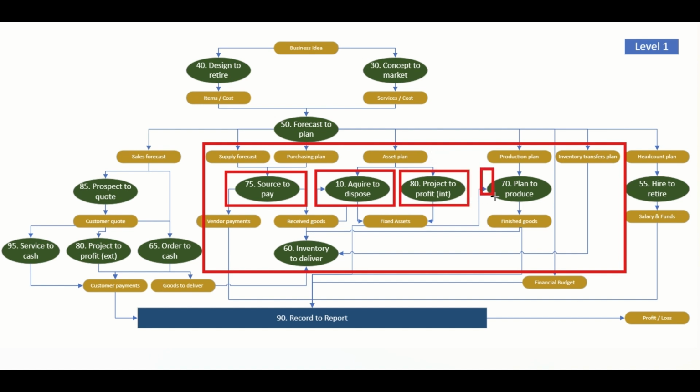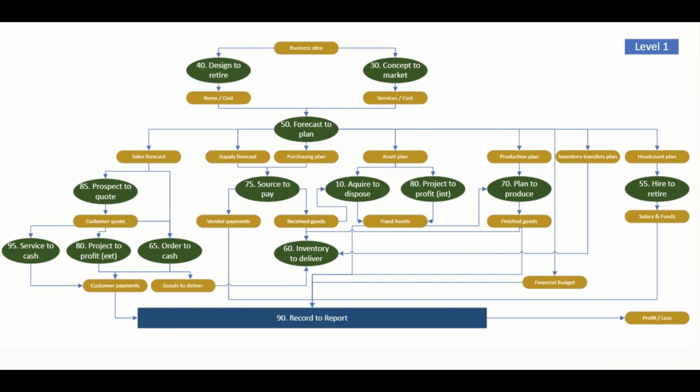The plan-to-produce scenario, ID 70, receives information about production orders that need to be fulfilled. As a result of this process, we obtain finished products in the warehouse, while registering the use of materials and resources, equipment and people. The inventory-to-deliver scenario, ID 60, manages the internal and external movements of finished goods and materials, as well as the management of all warehouse activities.